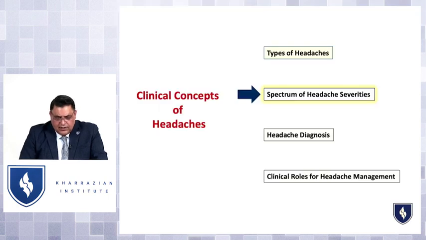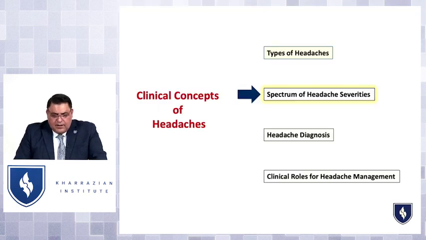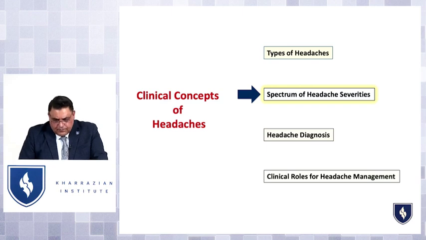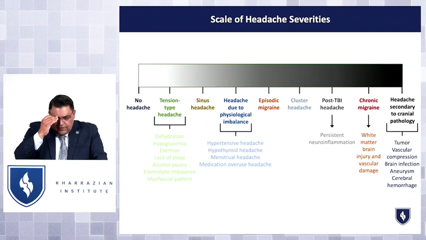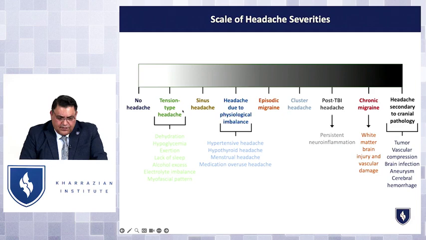Now, let's go into another important concept, which is the spectrum of headache severities. When you look at the scale of headache severities, here on the left-hand side you can see no headache. And on the extreme side, headache secondary to cranial pathology, like a tumor, vascular compression, brain infection, cerebral aneurysm, hemorrhage, something very, very serious, right?